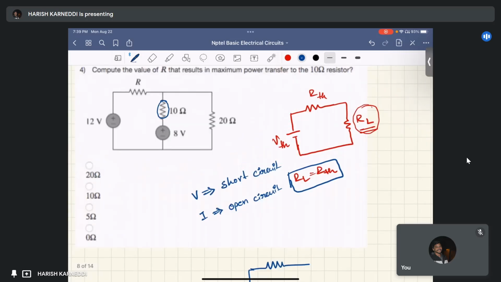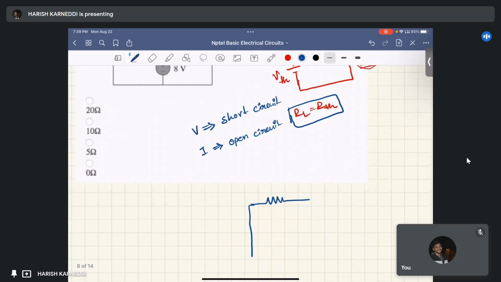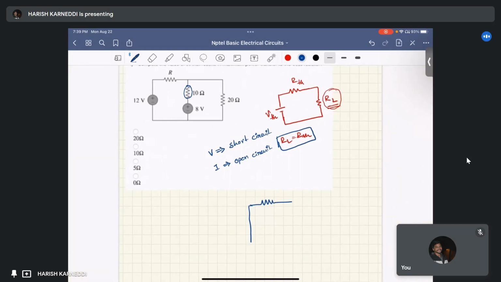That is, here instead of 12 volts, I short circuited that. Yeah, it's better to draw like this. And we consider this 10 ohm resistor as a load. So I kept the load terminals open. Why? Because we want the resistance across these terminals. That's what Thevenin's resistance is, fine.